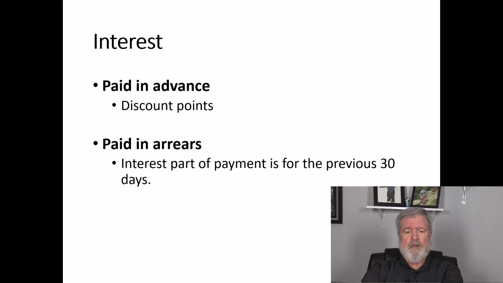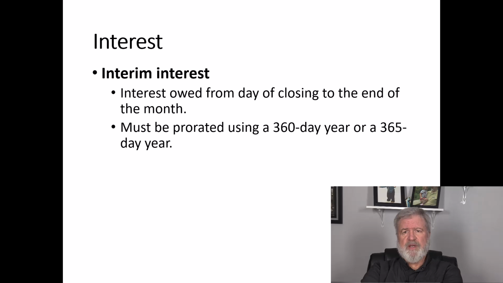Okay, now, so we know that's the interest paid in arrears, but what about interest that you owe from the date of closing, in this example, say June the 17th, through the end of June? What kind of interest is that? Well, that's called interim interest. Now, when do you pay interim interest? When do you have to pay that? At closing. That will be part of the buyer's closing cost. That will have to be paid at closing.